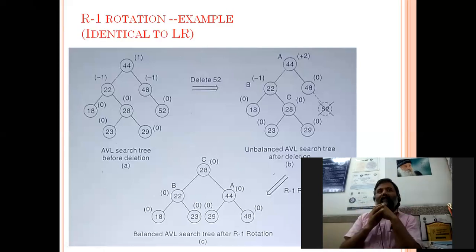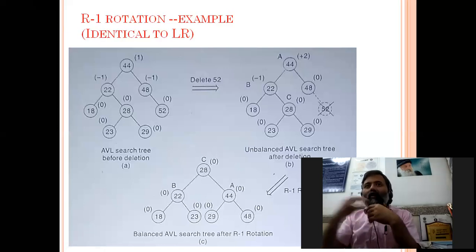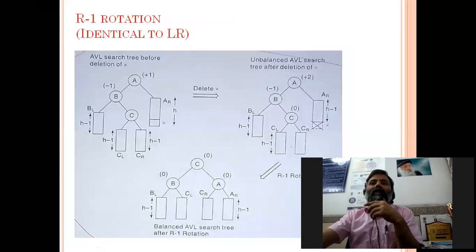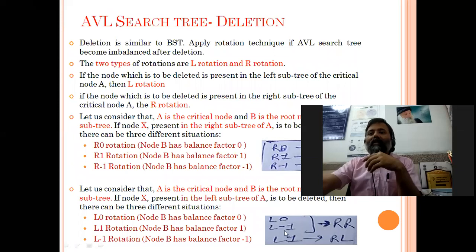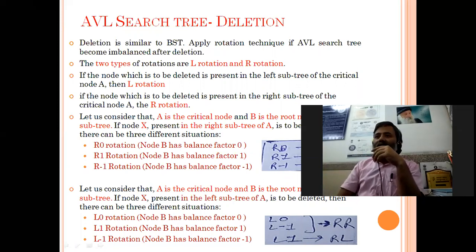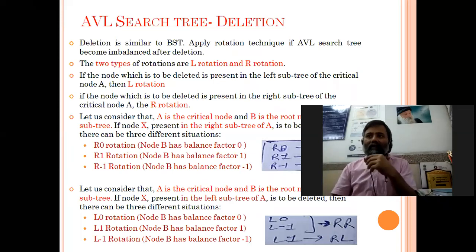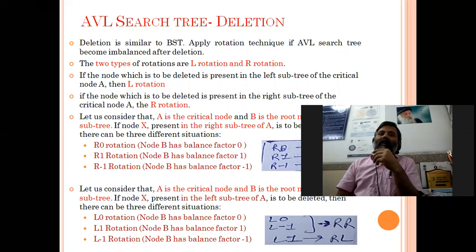Similarly, L0, L1 and L minus 1 are similar to this one, as I said. L0 and L minus 1 are similar to RR, and L1 is similar to RL. So in this way, we apply the rotation technique and we make the tree balanced. So this is all about AVL search tree rotation. In the next lecture, I will discuss issues in the AVL search tree and the solution, that is B tree. So enough for today. Thank you.